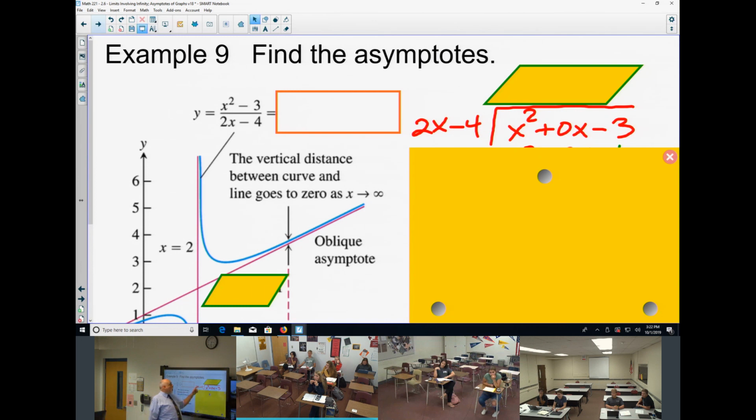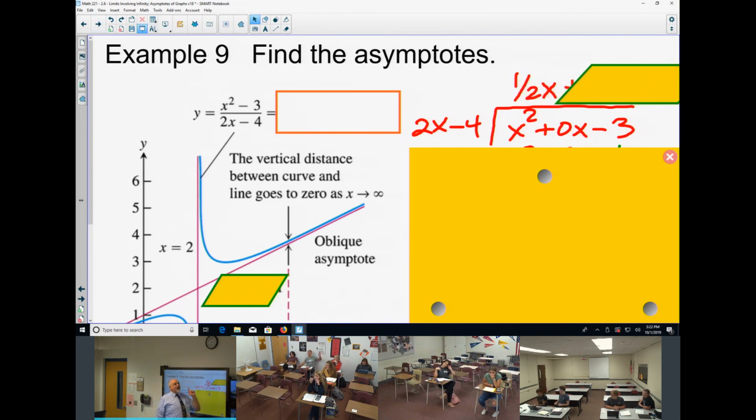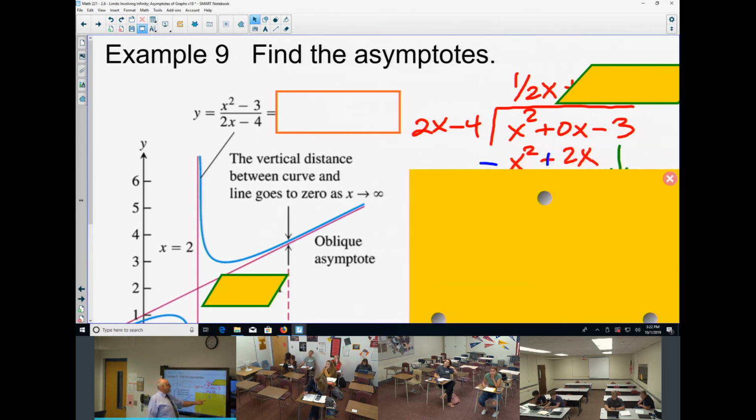1/2 x. 1/2 x. See, you never had that. You never had a problem like that in trig. Okay? So now you multiply through: 1/2 x times 2x is x squared. 1/2 x times -4 is -2x. Change the signs, boom, boom.